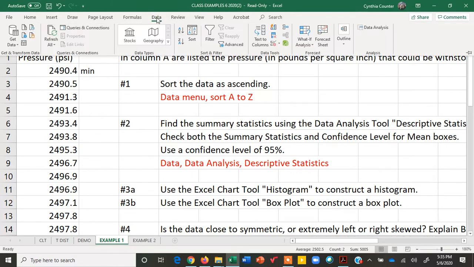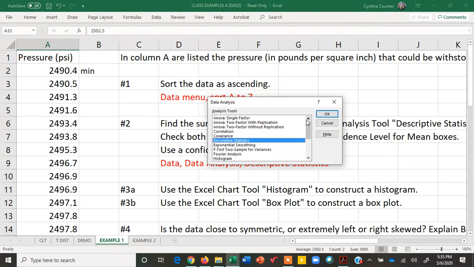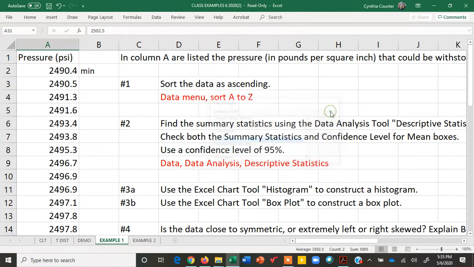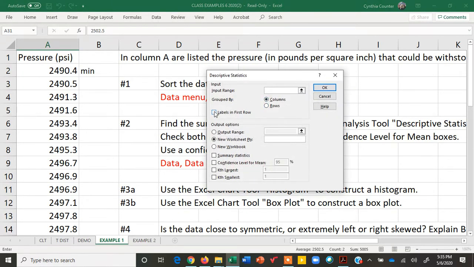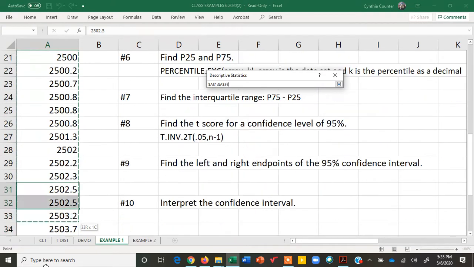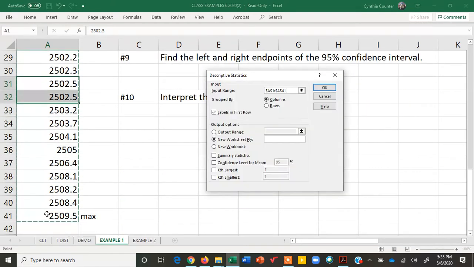So that's data, data analysis, descriptive statistics. Okay, I click labels in first row because I am going to highlight the label that is in my first column, the first cell in the column, which is the first row. So make sure you're back in the input range box, and I'm going to highlight from A1 to A41.